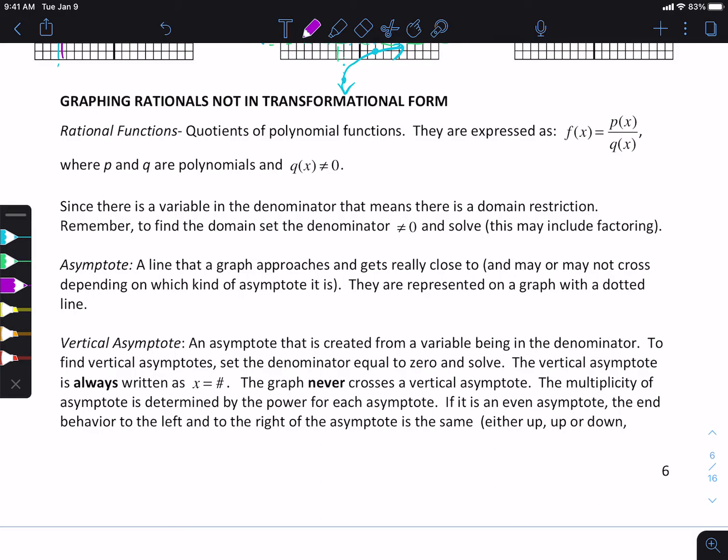We looked at how to graph rationals when they're in transformational form, but there's a whole bunch of other rationals that are not in transformational form, but we still have a way that we can graph them. To remind you, our rationals are anything that can be written as a fraction, right? Those are our rational numbers.